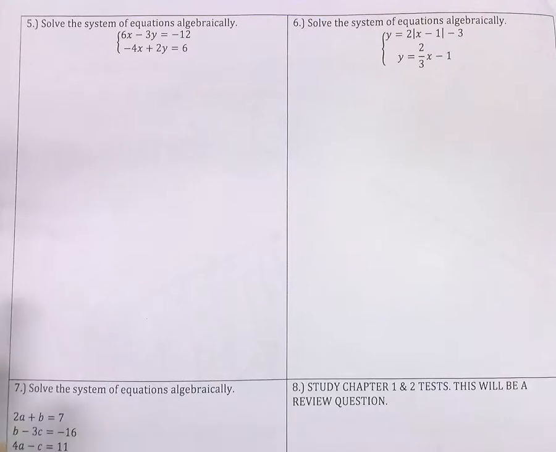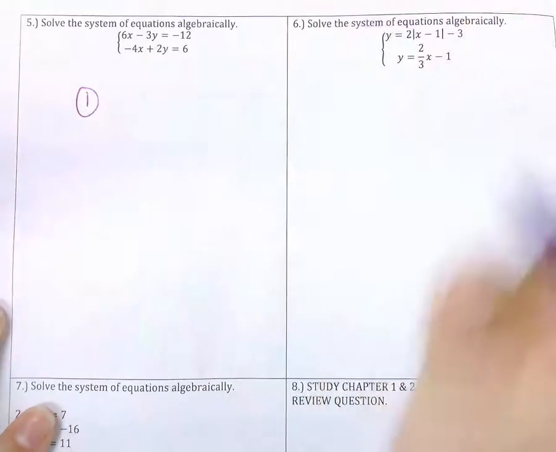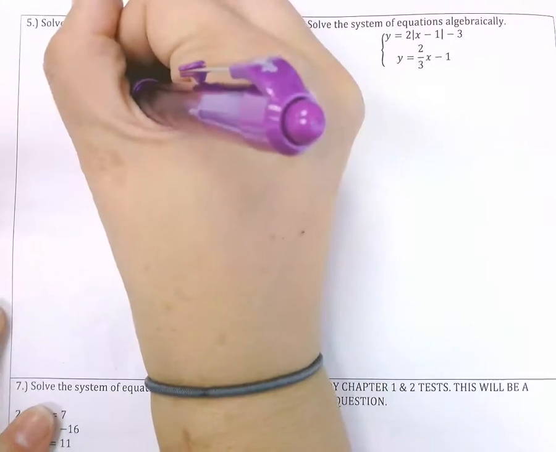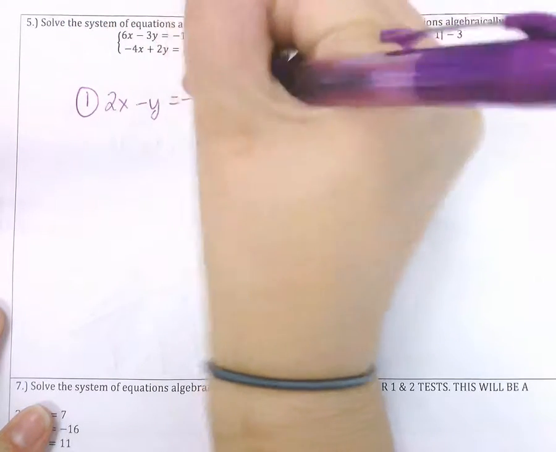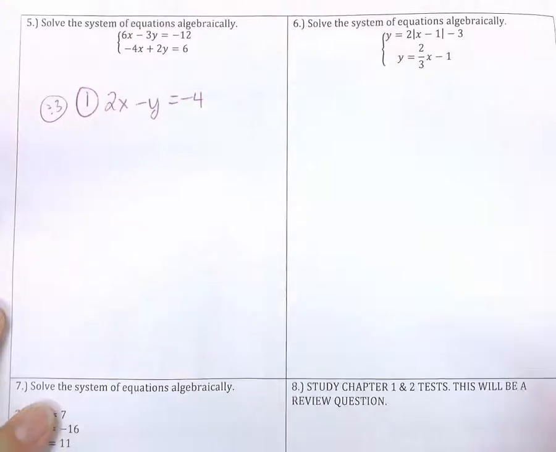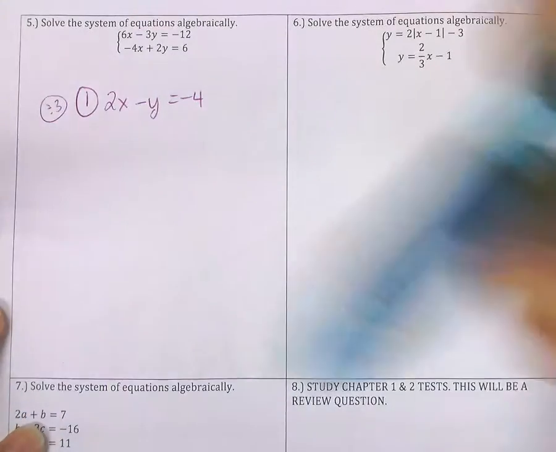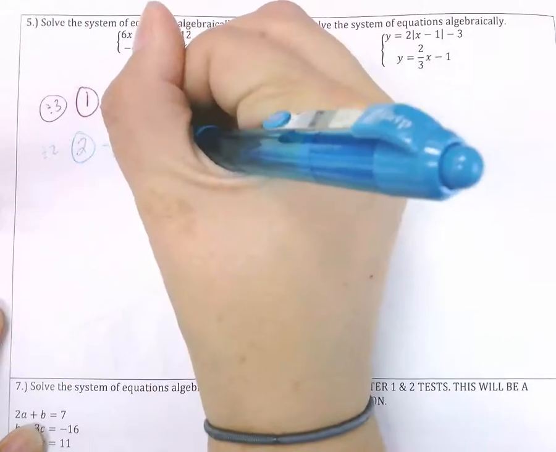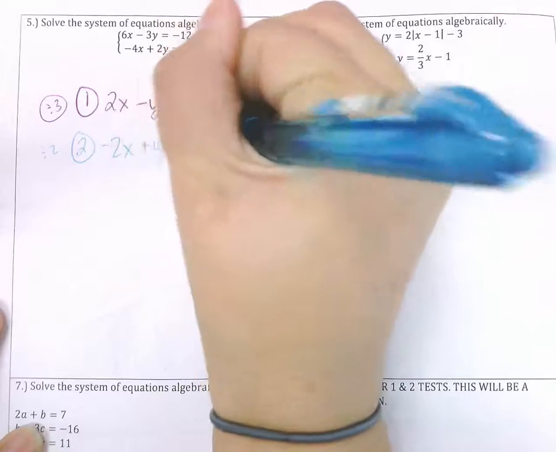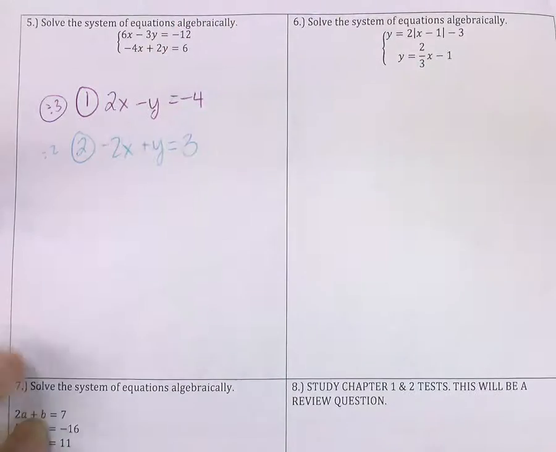Okay, so if you simplify it first, equation 1 simplifies to, if we divide by 3, 2x minus y equals -4. For equation 2, we can divide everything by 2. Negative 2x plus y equals 3.